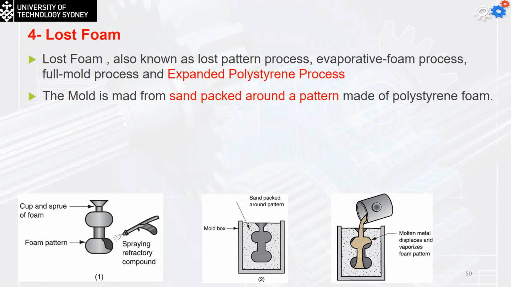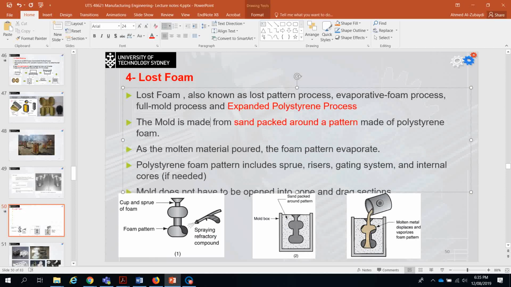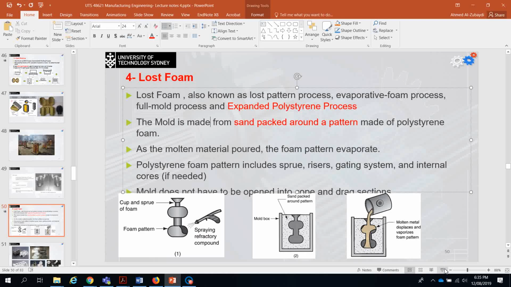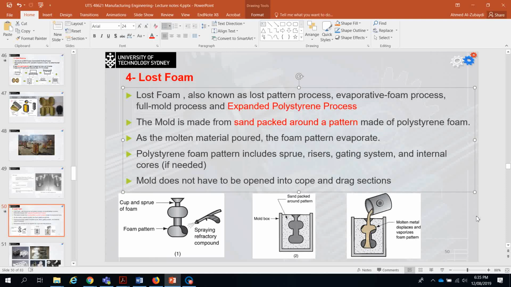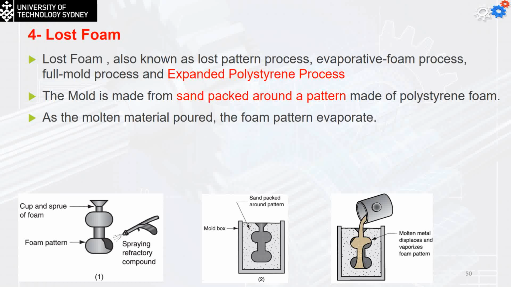Okay, so the pattern is made of foam, and as the molten metal is going to be poured, the foam will evaporate and be replaced by the molten metal, which will start to solidify. The polystyrene foam pattern includes the sprue, the riser, the gating system, and the internal cores if needed. The mold does not have to be opened into a cope and drag section because simply it's going to be melted. We don't have to take it off.